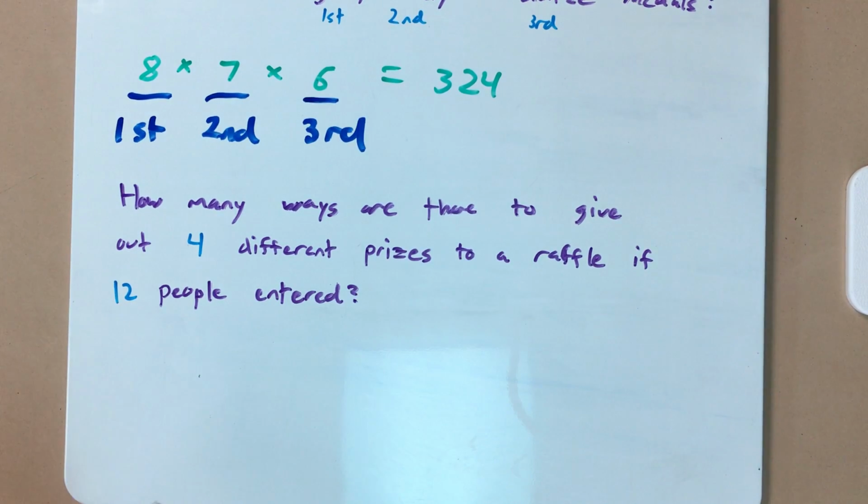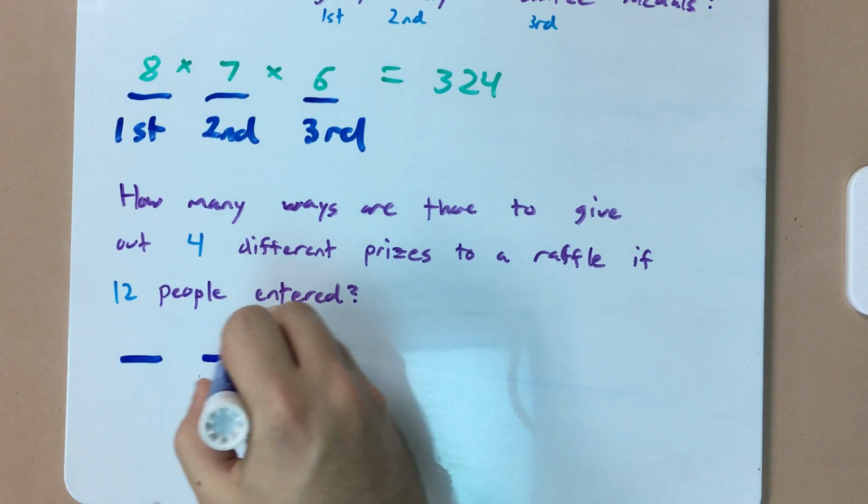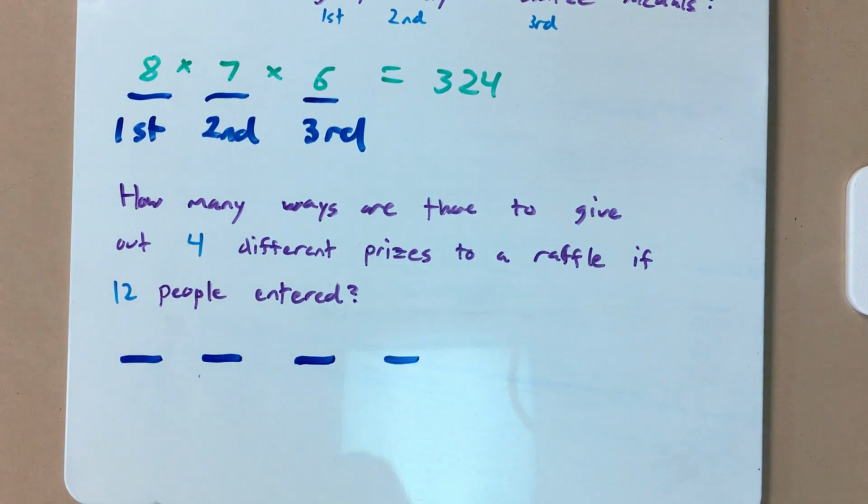and for the second example, how many ways are there to give out 4 different prizes in a raffle? I wrote 2 for some reason. Anyway, how many ways are there to give out 4 different prizes in a raffle if 12 people entered? Since there are 4 different prizes, and I guess we also have to assume that no one can win more than 1 prize. Anyway, since we have 4 prizes, I'm making 4 blanks. First prize, second prize, third prize, and fourth prize.